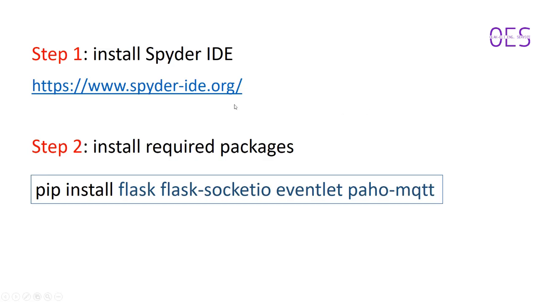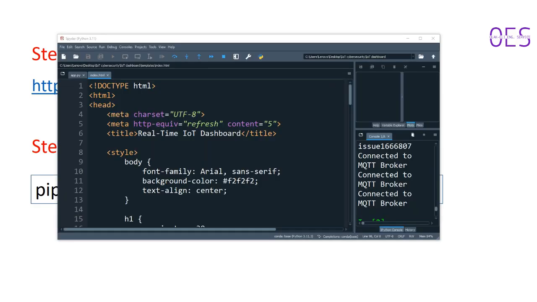Alright, so these are the steps we're going to follow. Step 1 is to install the Spyder IDE. You go to this link and install your Spyder IDE. After installing it, you can open it. I'm going to open my Spyder IDE to show you how it looks. Once you install your Spyder IDE, you can just open it up. So this is how your Spyder IDE looks.